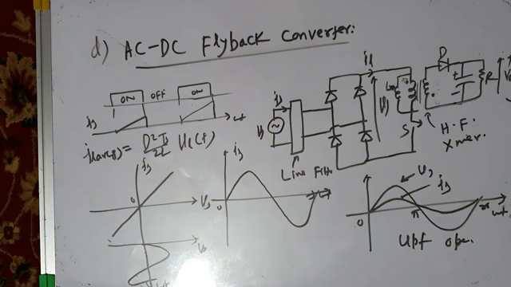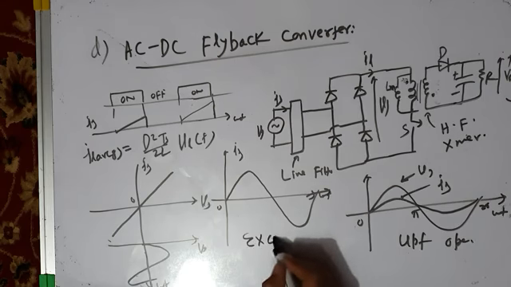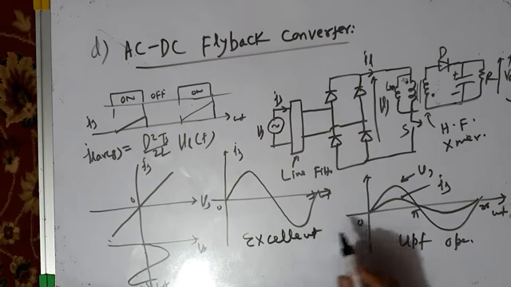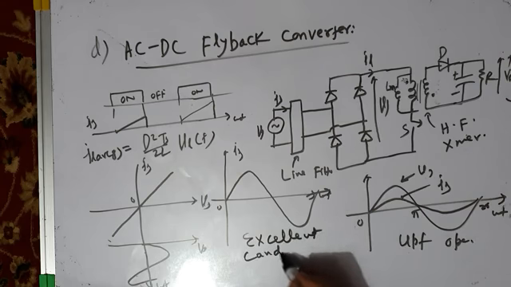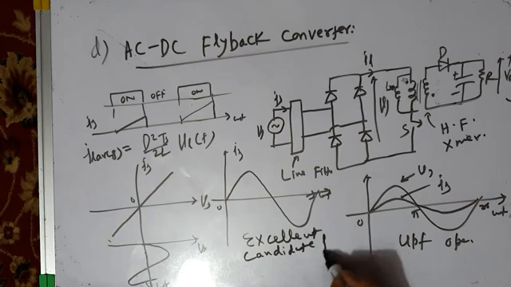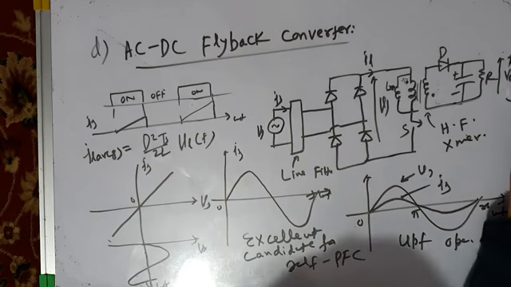So therefore, just like the buck boost converter, this flyback converter also is an excellent candidate for self PFC, self power factor correction. And it is one of the best improved power quality AC to DC converters, one of the best IPQCs. And output voltage is positive. In the buck boost converter, what was the problem?